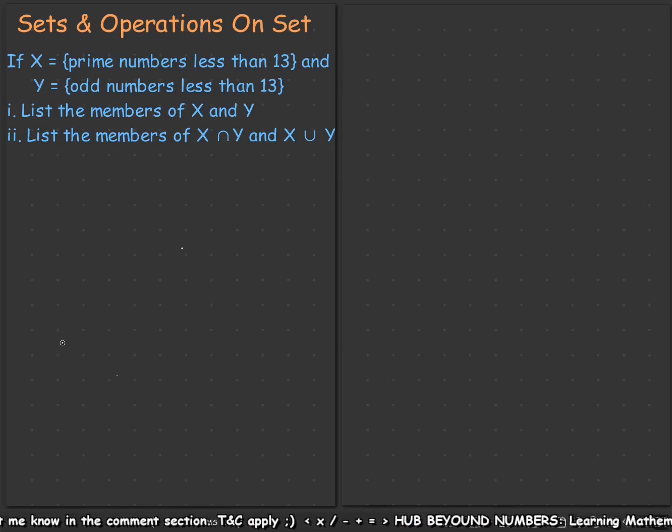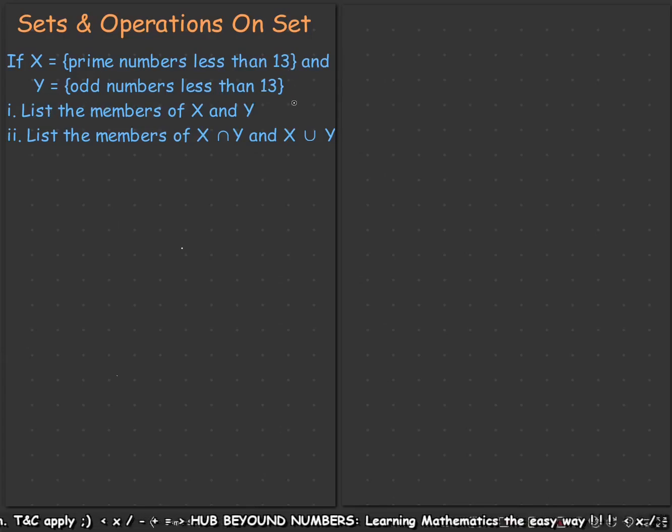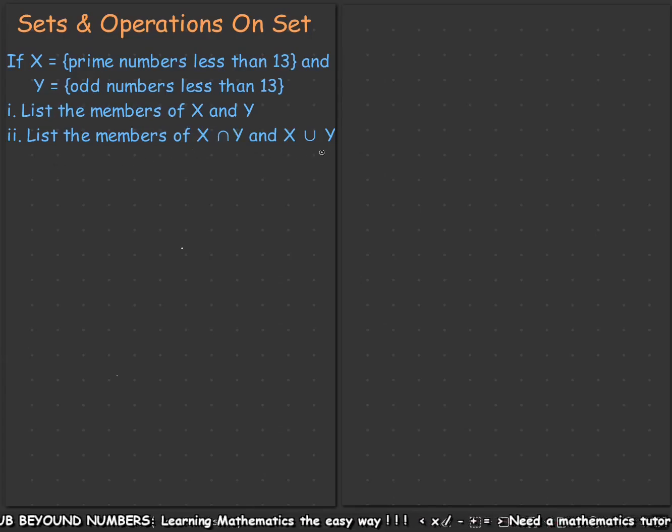It says if x, that is set x, is made up of prime numbers less than 13, and set y is odd numbers less than 13, we have to list the members of x and y. You have to list the members of x intersection y, then x union y. So let's look at how we can approach this question.